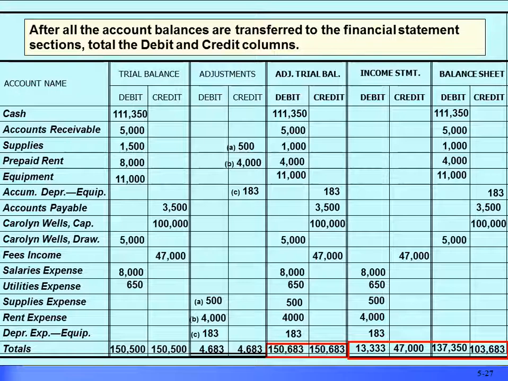We'll do the same thing with the balance sheet. We'll bring over all the balance sheet accounts. A lot of errors that I find here are just students writing in the wrong numbers. If you're in a spreadsheet, you can just click plus and click on this, and it'll bring it over automatically. So the debit is 13,333, the credit is 47,000. Why is that different?